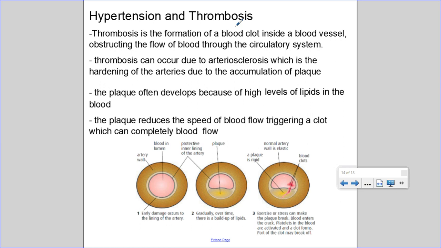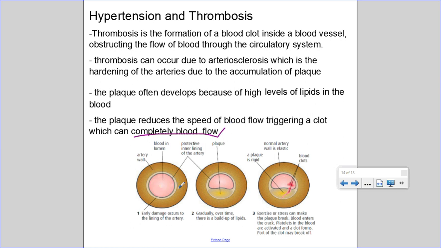Now, other conditions that can affect that cardiac cycle include hypertension and thrombosis. Thrombosis, as we've talked about previously, is the formation of a blood clot inside a blood vessel, obstructing the flow of blood through the circulatory system. Thrombosis can occur due to arteriosclerosis, which is the hardening of the arteries due to the accumulation of plaque. That plaque will often develop because of high levels of lipids in the blood. The plaque will reduce the speed of blood flow, triggering a clot, which can completely obstruct blood flow.